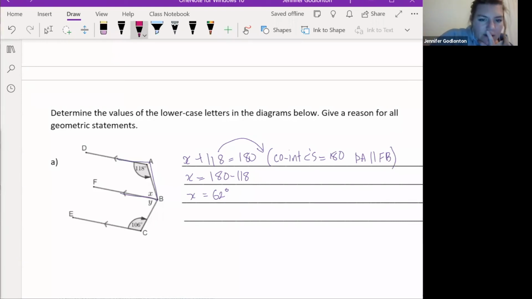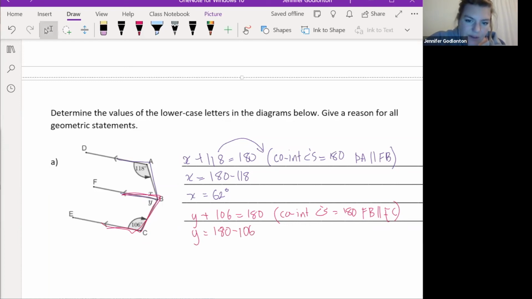Ma'am, what I did for y was I said y plus 106 equals 180 degrees because of co-interior angles, if B is parallel to EC. 100%. Perfect. Okay, next line. And then after that, I said y equals 180 minus 106. Good. So what does y equal? Y equals 74 degrees. 100%.